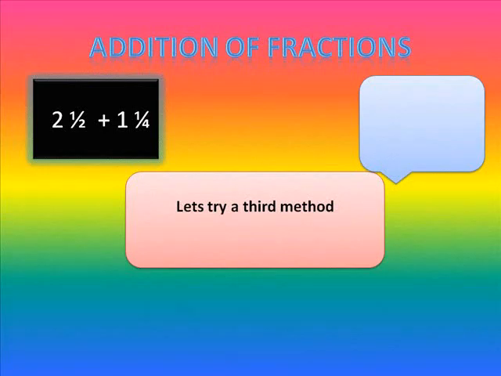Let's try a third method. Okay, now let's look at the third method. Once again, we have 2 and a half plus 1 and a quarter, right? Once again, we're going to add the two whole numbers, 2 plus 1, which is equal to 3. So we add this 2 and this 1, the two whole numbers.